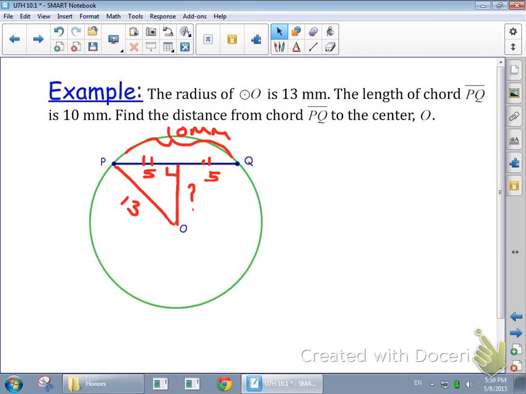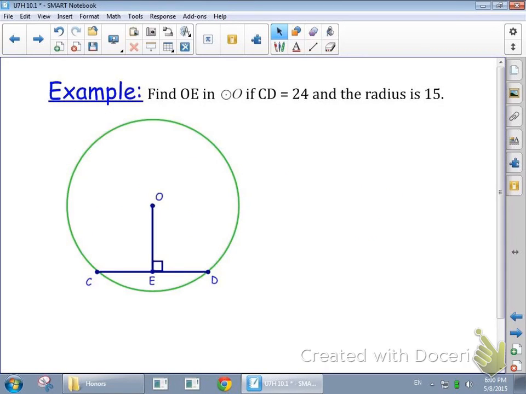So at this point, I can use the Pythagorean theorem. x squared plus 5 squared is equal to 13 squared. In solving this, I find that x is equal to 12. So hopefully that's the answer you got. Now take a moment to complete the next example, and after entering your answer, I'll work the problem.